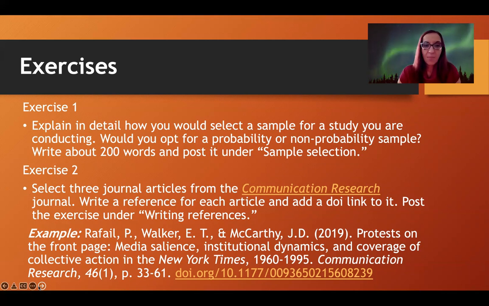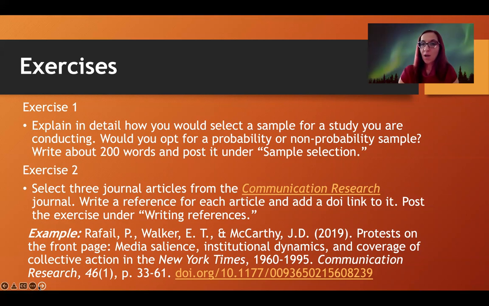And an example of it, as you can see below, is "Protests on the Front Page: Media and Media Silence, Institutional Dynamics, and Coverage of Collective Action in the New York Times." So you can look at an example here in case you want to read this article. It could be useful for some other lectures that we're going to have in the second portion of the semester. So for this exercise, the only thing that you need to do is learn how to write references. I want to prepare you for this.